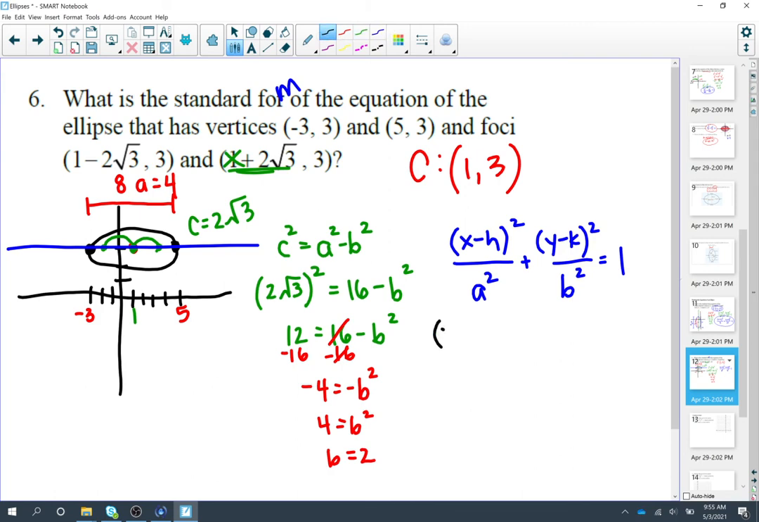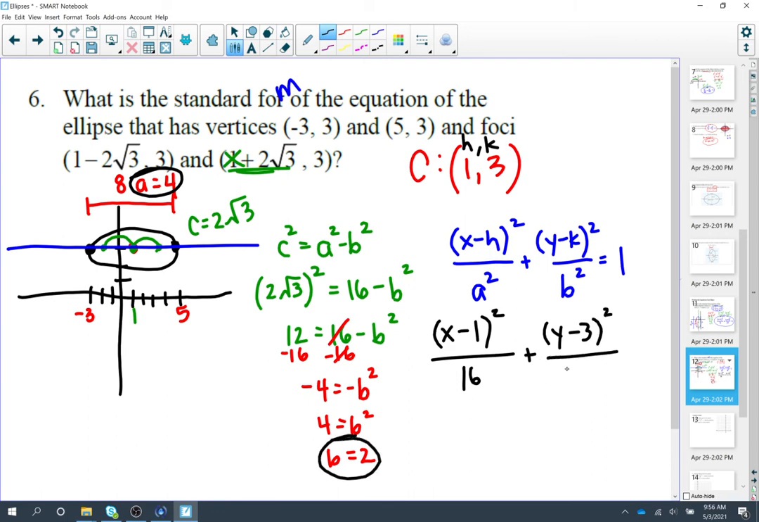So x minus h. Our center is up here. This is h. This is k. So minus 1 squared. Over a squared, we know a is 4. So this is going to be 16. Plus y minus k. K is 3. Over b squared. And we said b was 2. So that's 4 equals 1.